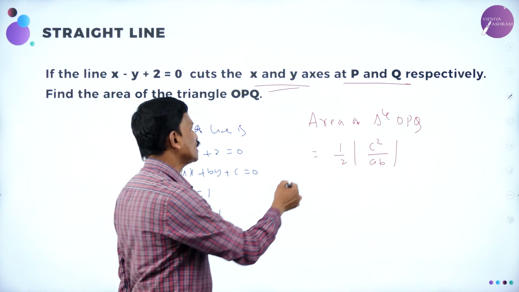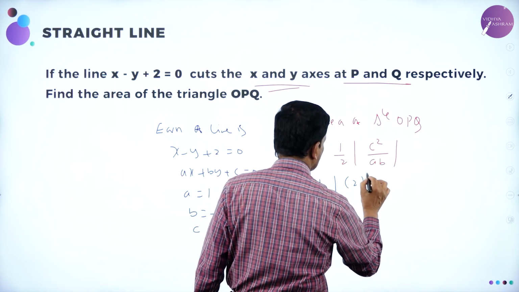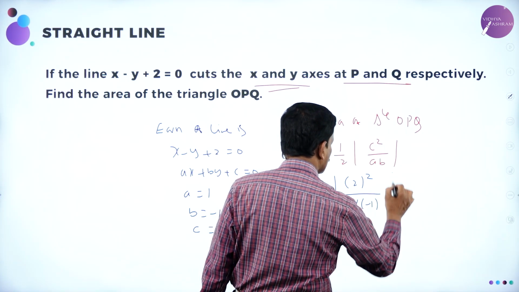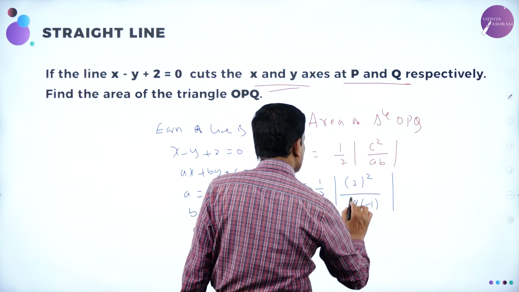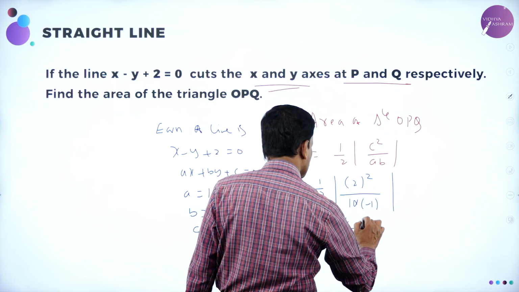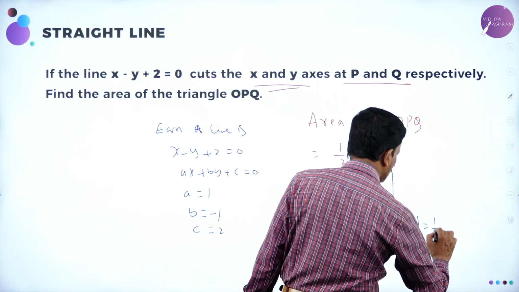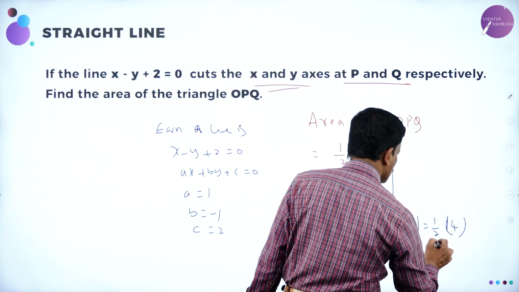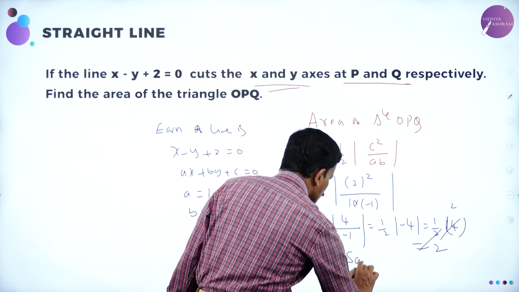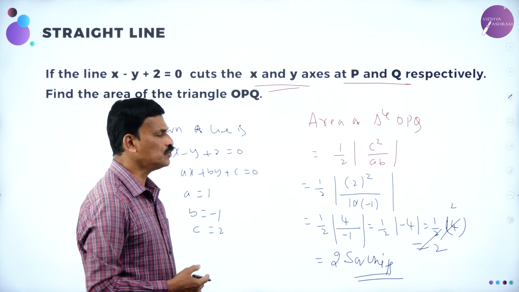What is the area of the triangle OPQ? It is equal to half into modulus of C square, C square is nothing but 2 square, divided by A, A is 1, into B, B is equal to -1. So this is 1 by 2 into 2 square is 4 divided by, so this is -1 under mod, that's equal to half of modulus of -4. Modulus of -4 is nothing but +4. So divide by 2, the 2s get cancelled, this is equal to 2. So therefore the area is equal to 2 square units. That's it. So the area of the triangle is 2 square units.